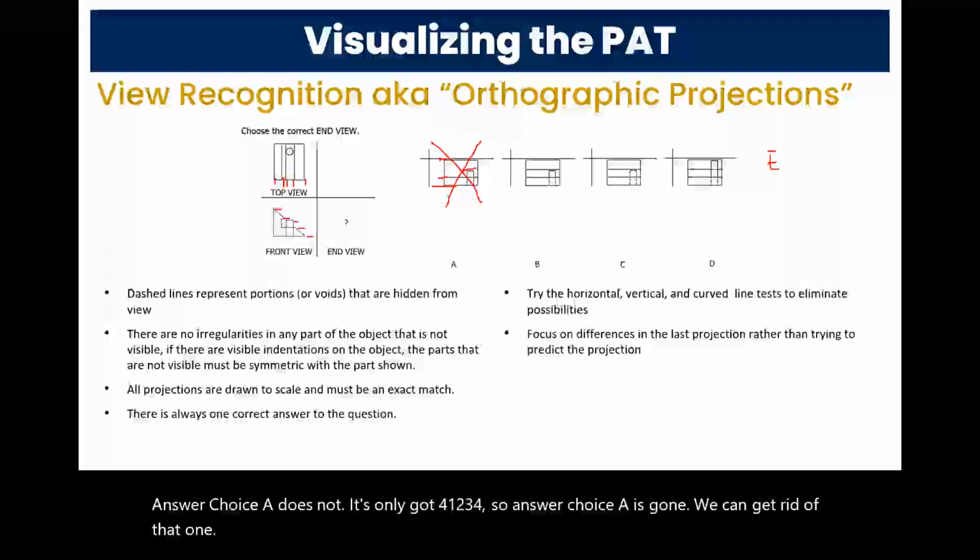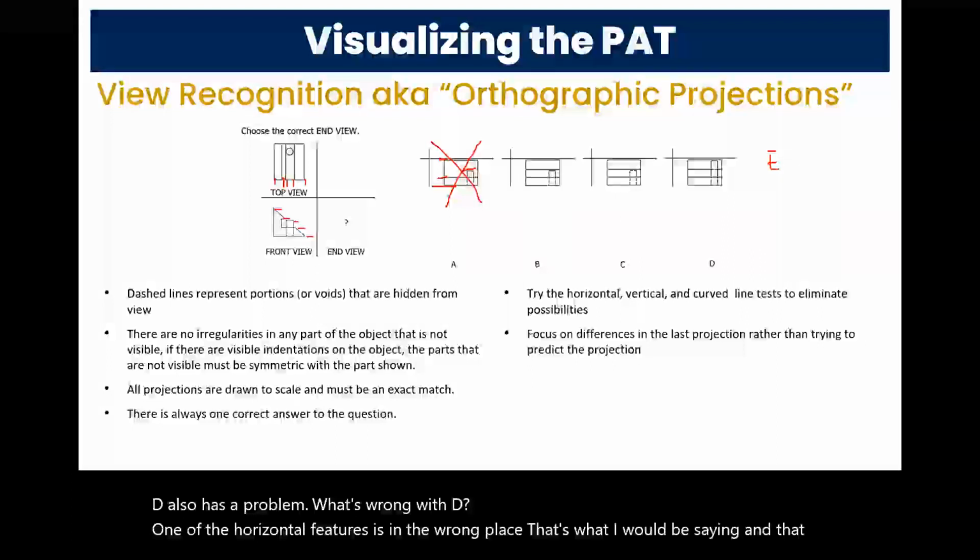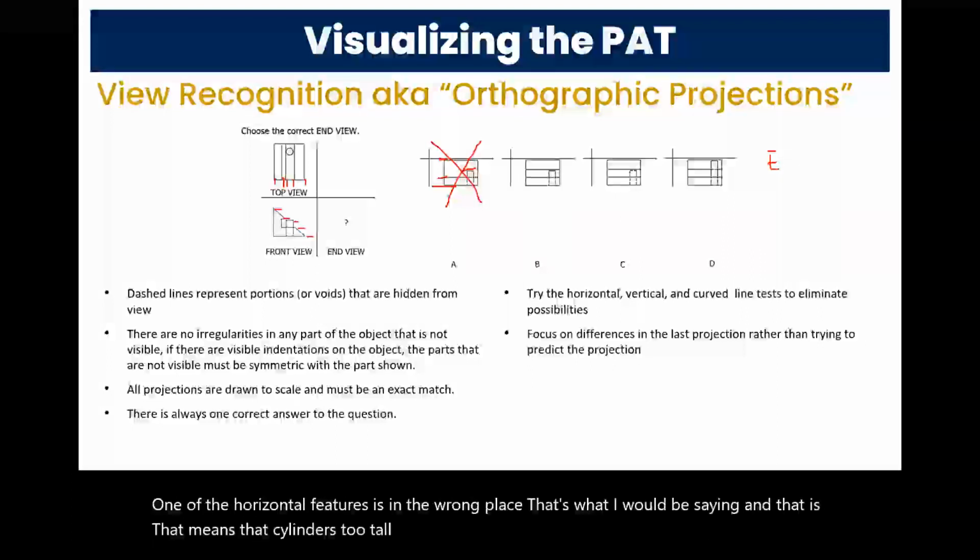D also has a problem. What's wrong with D? One of the horizontal features is in the wrong place. That's what I would be saying. And that means that cylinder is too tall, because now I have 5 horizontal features, but that thing is not supposed to be there. Whoops.